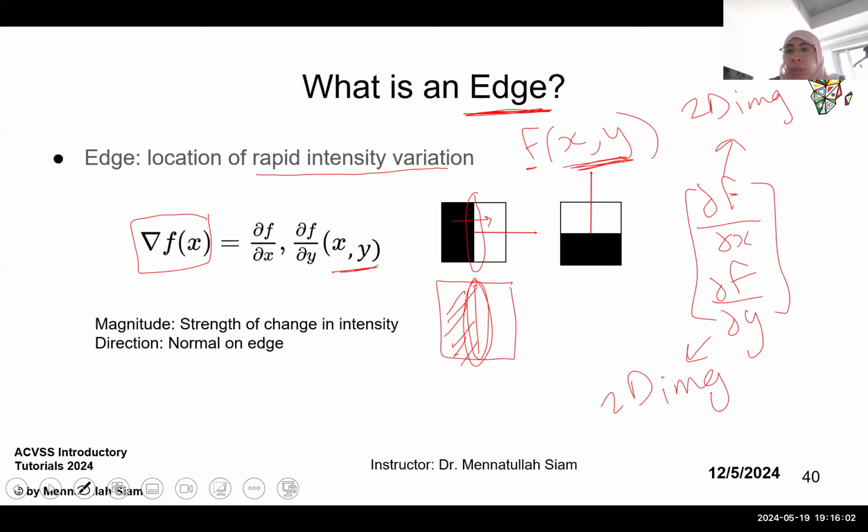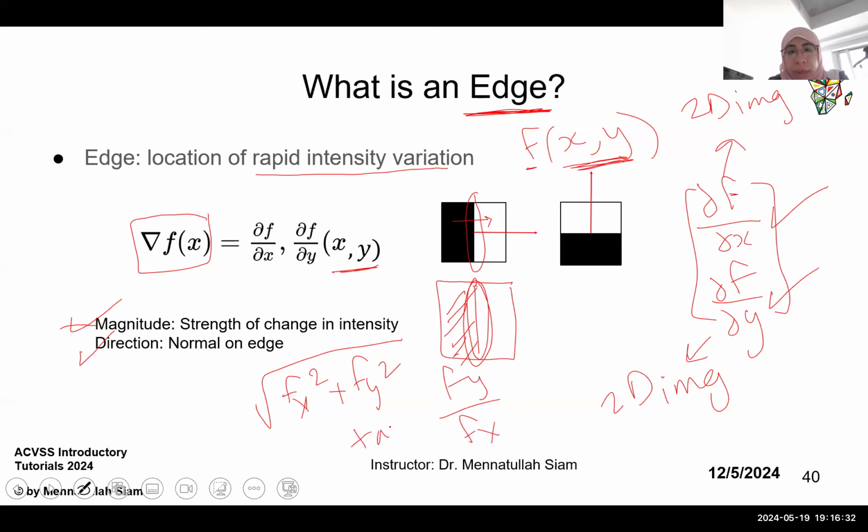This will capture the variations in our image in the x direction and in the y direction, and we can use it. Generally you can use the square root of fx squared plus fy squared. That will give you the magnitude, but you can also use it to get the direction, because fy over fx can be used to get the direction.